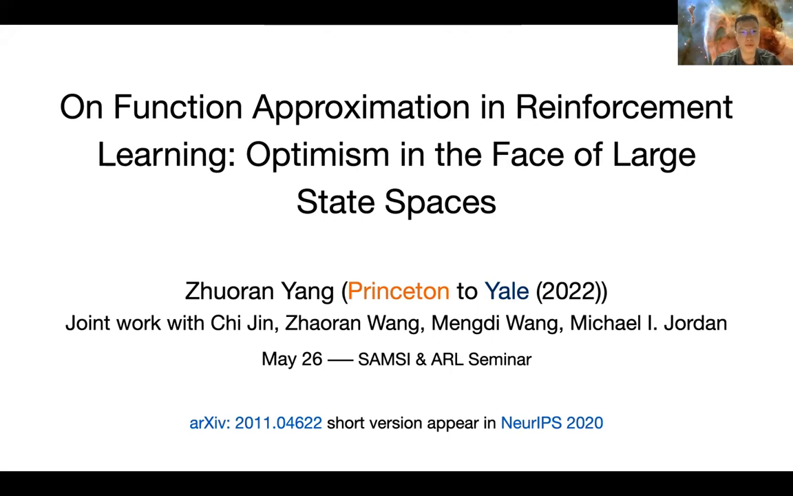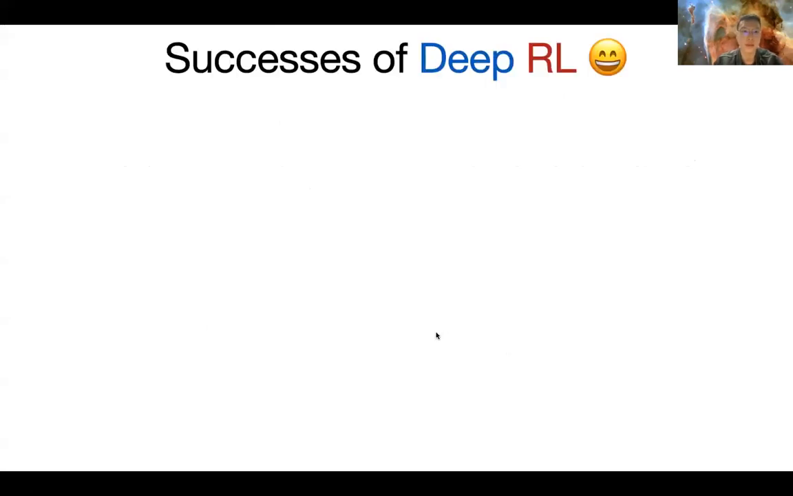So today I'm going to introduce our recent work on achieving sample efficiency in reinforcement learning with large state spaces. This is joint work with my wonderful collaborators, Shijin Zhaoran, who is also here, Professor Mandy Wang, and Professor Michael Jordan. This work appeared in NeurIPS last year, and the full version is also available on arXiv.